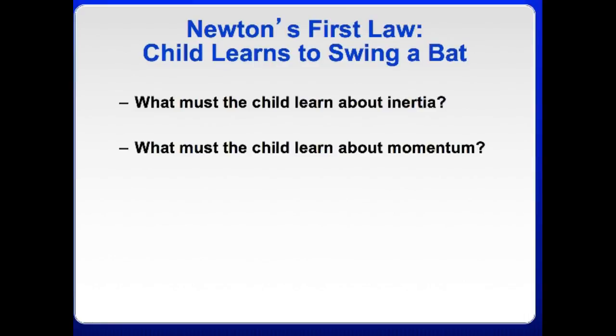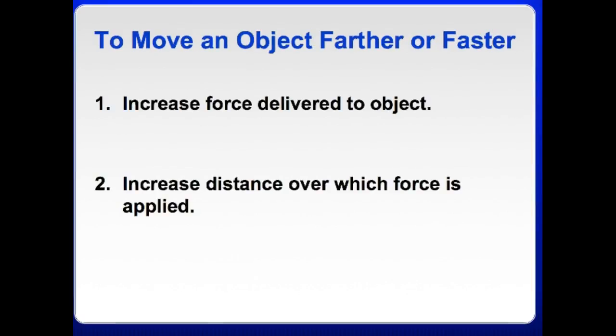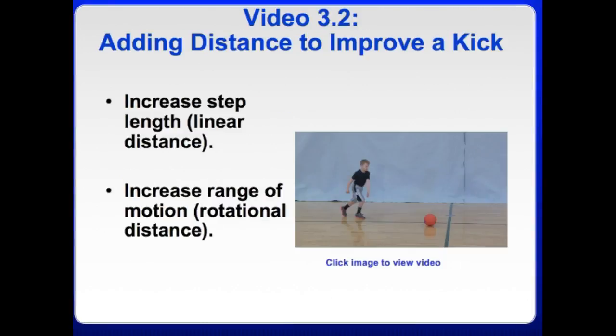Newton's first law. Child learns to swing a bat. What must a child learn about inertia? What must a child learn about momentum? To move an object farther or faster, you need to increase your force delivered to the object or increase distance over which force is applied. Adding distance to improve a kick. We either need to increase step length or increase range of motion, rotational distance.